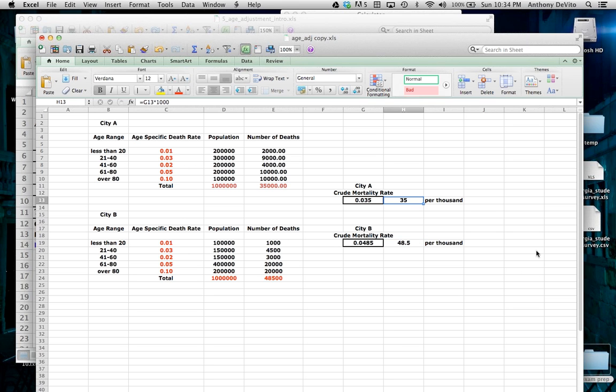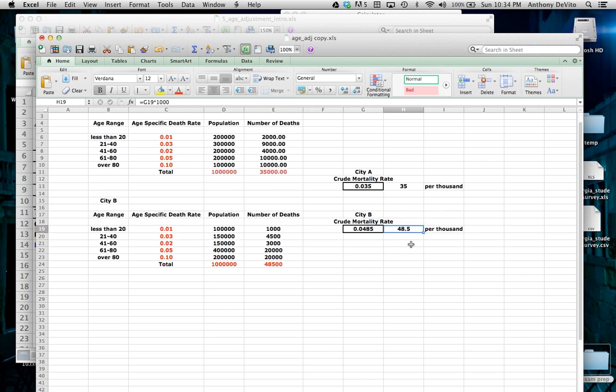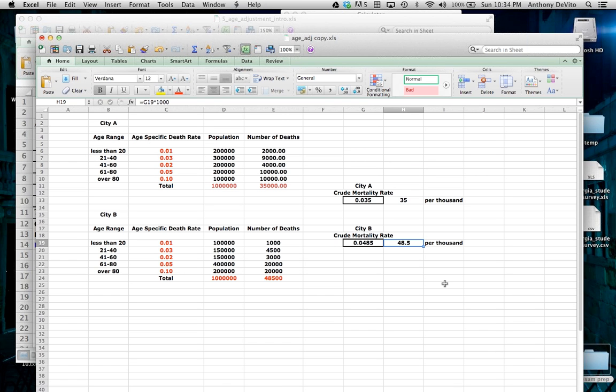You guys see what happened there? You see why that's clearly what happened there? Anybody know what the difference is? Why did I get a higher mortality rate for City B than I did for City A? Somebody volunteer me a reason. Why would I get a higher number here?